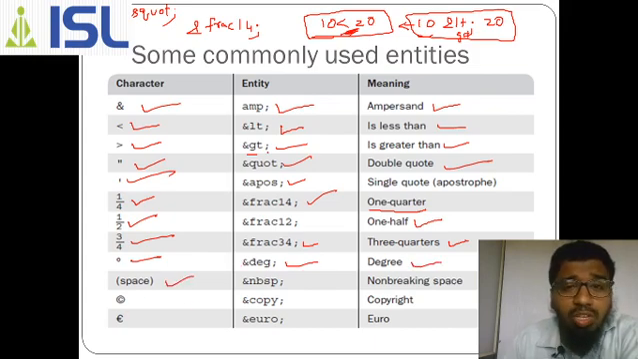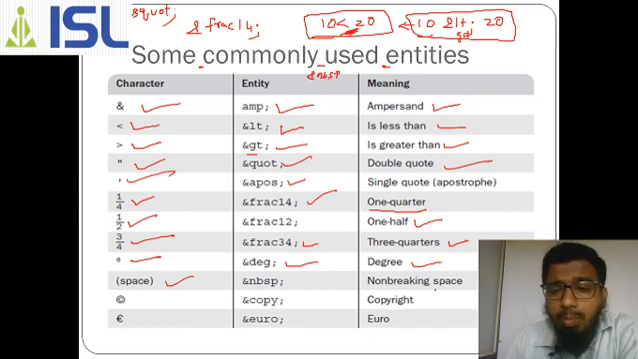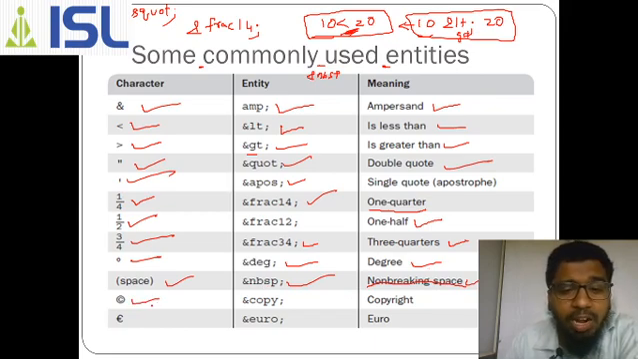If you want to use space between things, like here, some commonly used entity, so we have the space. If you want the space between this, you need to write &nbsp; non-breaking space, NBSP.